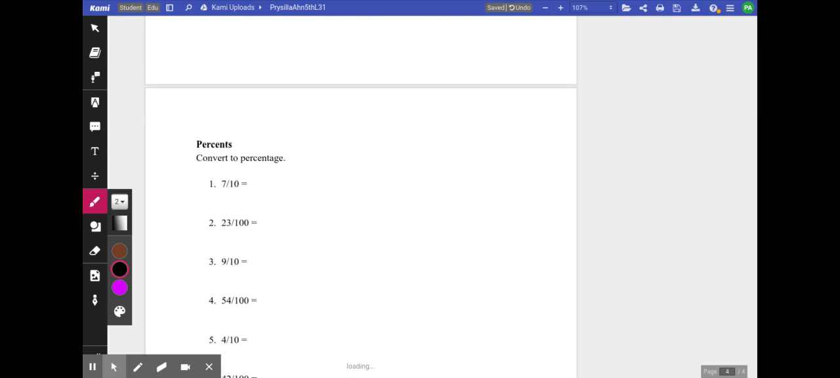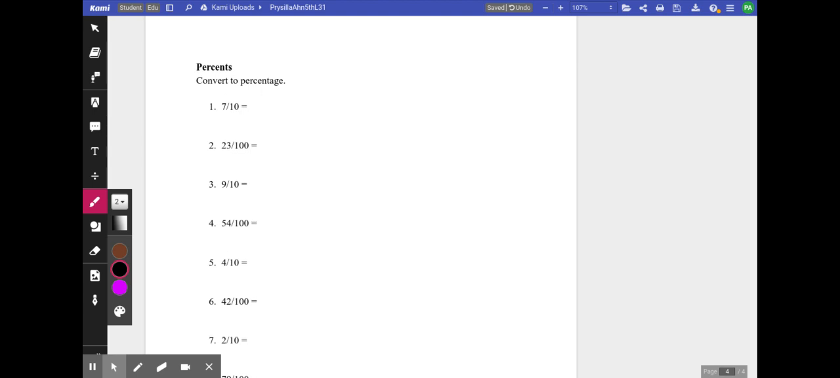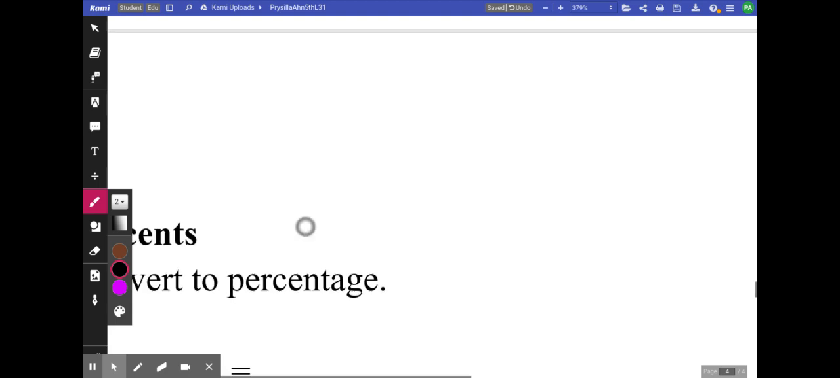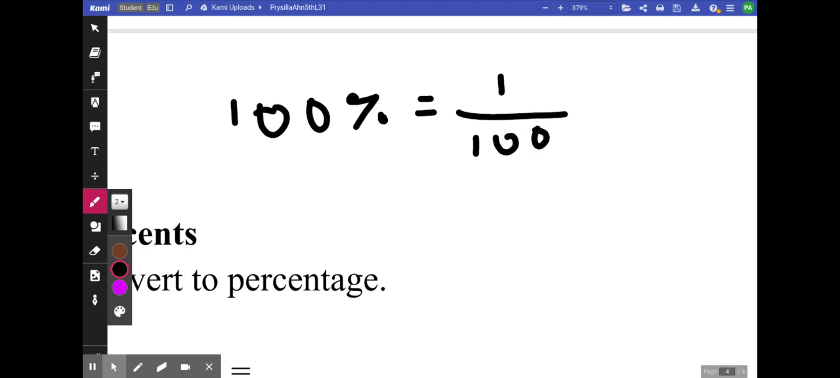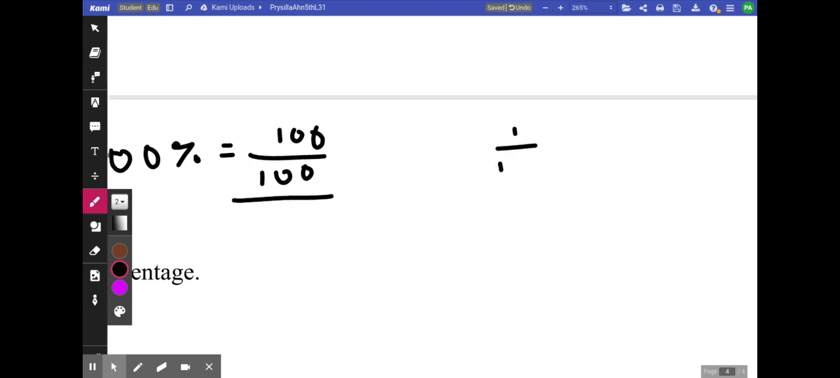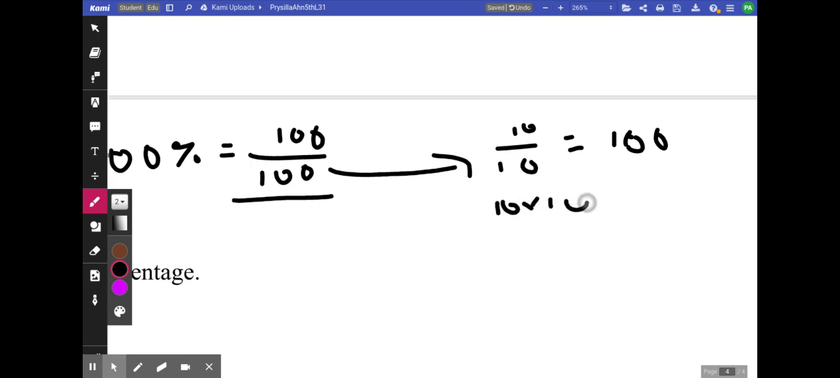And lastly, we'll be looking at percentages. We're working with very easy numbers. So of course we all know that 100% is, or I should say 100 over 100, because this is the 100. However, when it comes to tens, 10 over 10 is 100%, of course, just like all numbers. However, you see that there's a difference in the fraction, and that is because 10 times 10 over 10 times 10 is equal to 100 over 100.